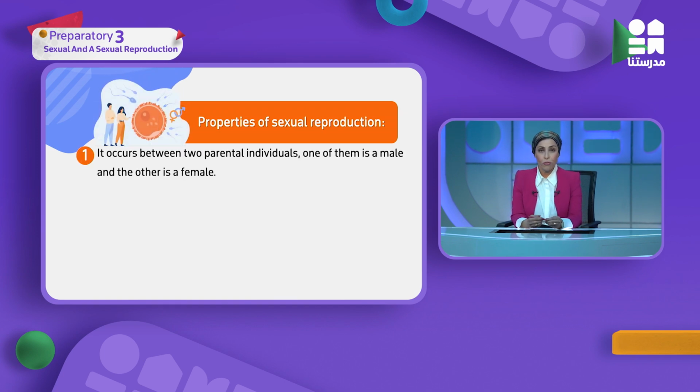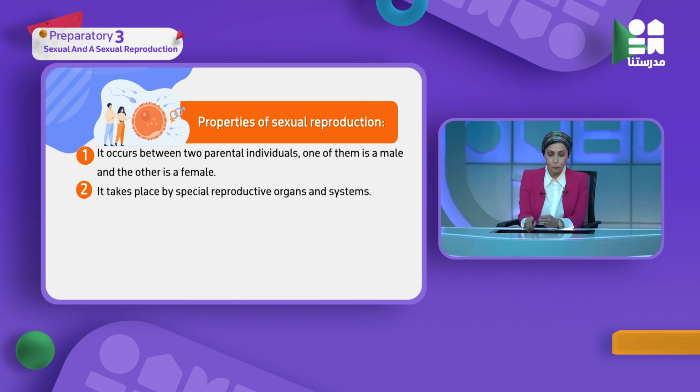أول حاجة as I said before it occurs between two parent cells، لازم male and female. دي أول حاجة. Number two, it takes place by special reproductive systems or organs. يعني لازم يبقى الميل والفيميل have certain reproductive system to maintain them to make this sexual reproduction. يبقى لازم وجود reproductive system and reproductive organs. And I said before the reproductive organs are responsible for the formation of the gametes، and today we are going to complete it as we said before.